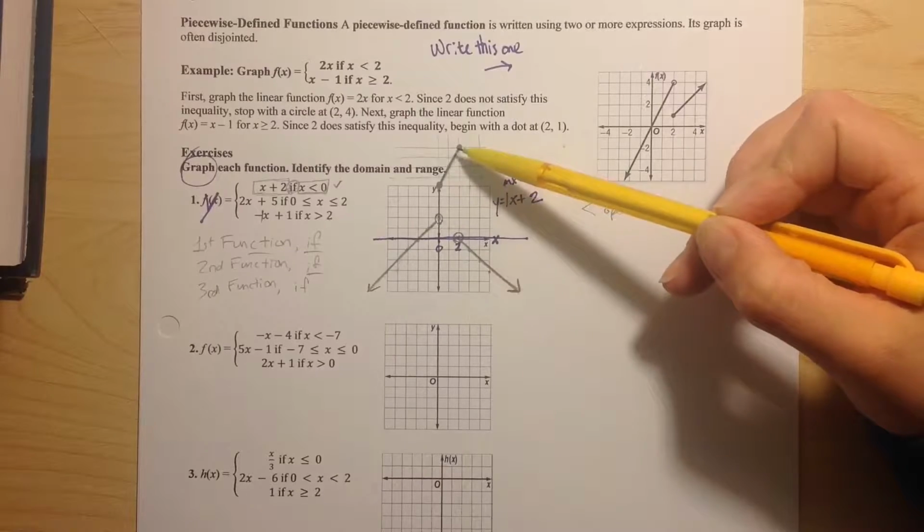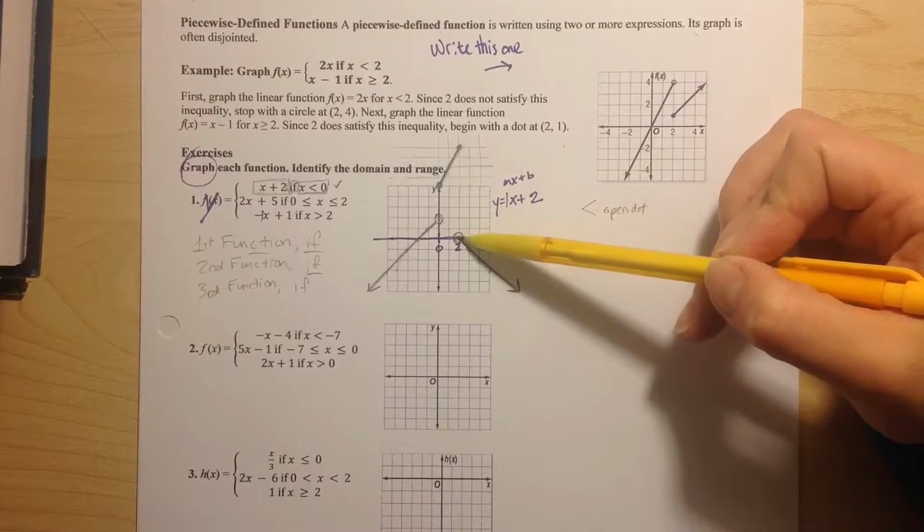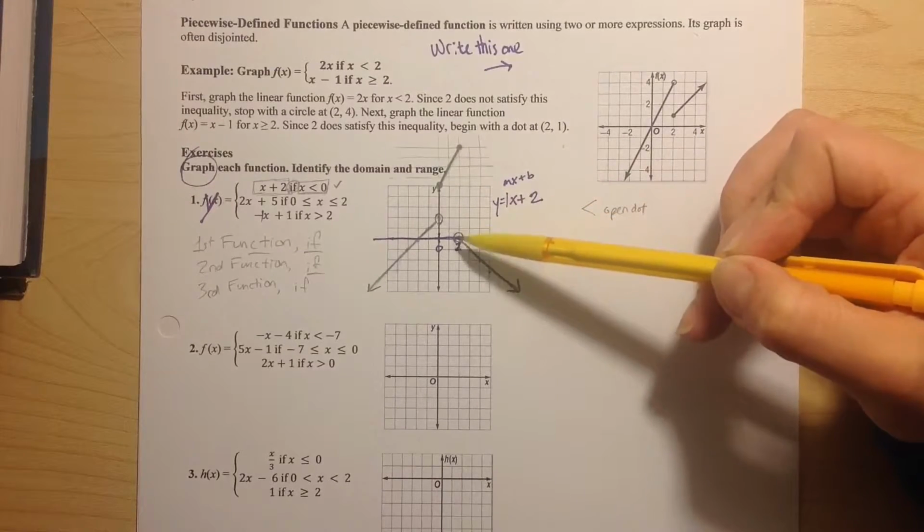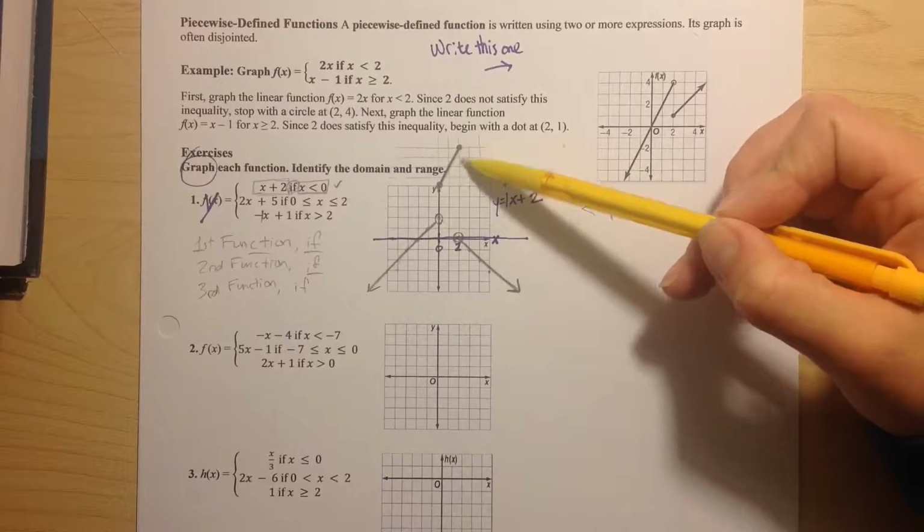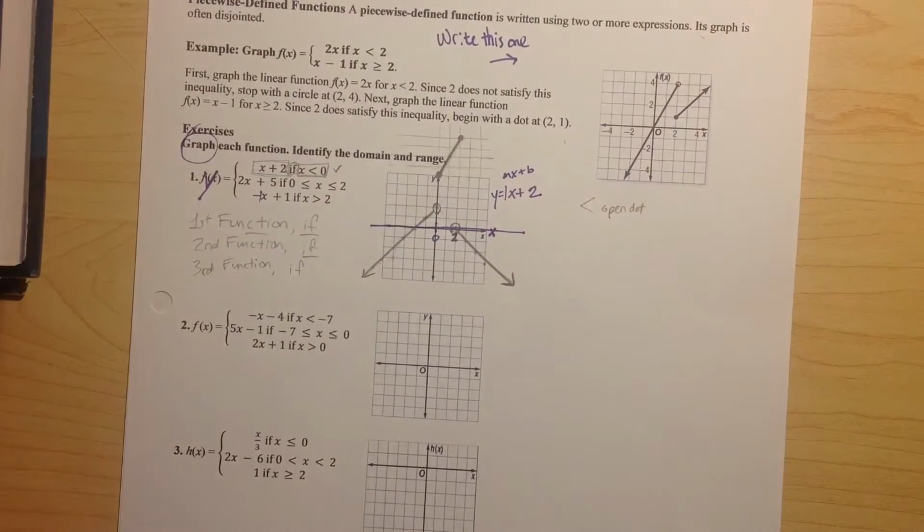Same thing happens at 2. I have a closed dot and an open dot. The open dot isn't really a point, but this guy up here is, so he kind of fills in what's happening at 2. You are allowed to have gaps along the way as well.